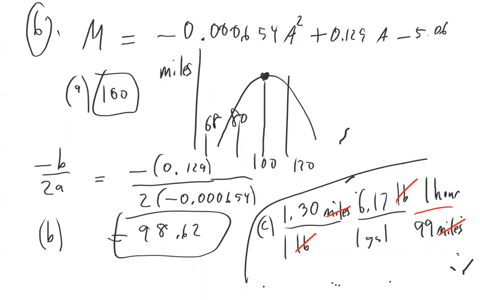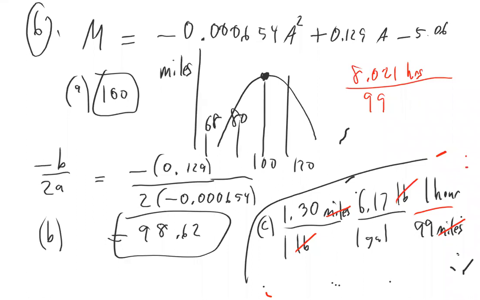So where is my calculator? Okay, so 1.3 times 6.17 times 1. So on top I get 8.021 hours, right, on top. And the bottom I have 1 times 99. And then the bottom, the only unit is gallons. So there's 8.021 hours per gallon.